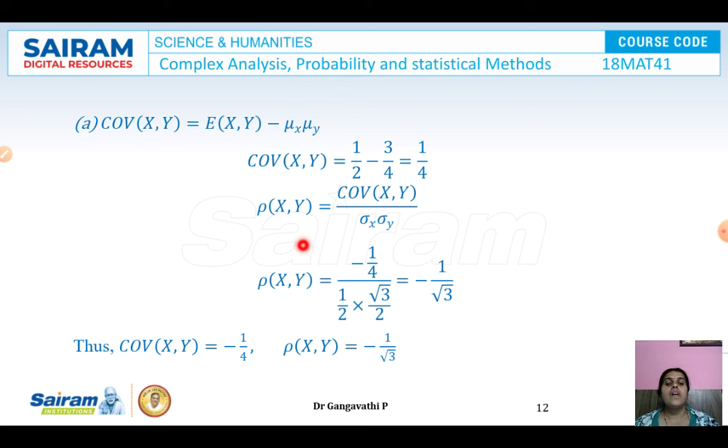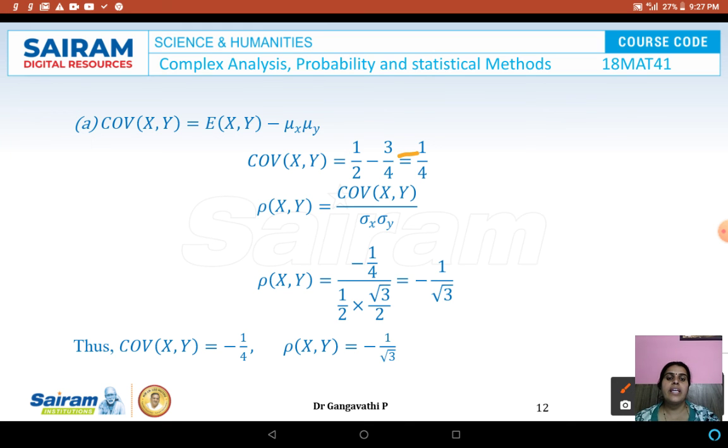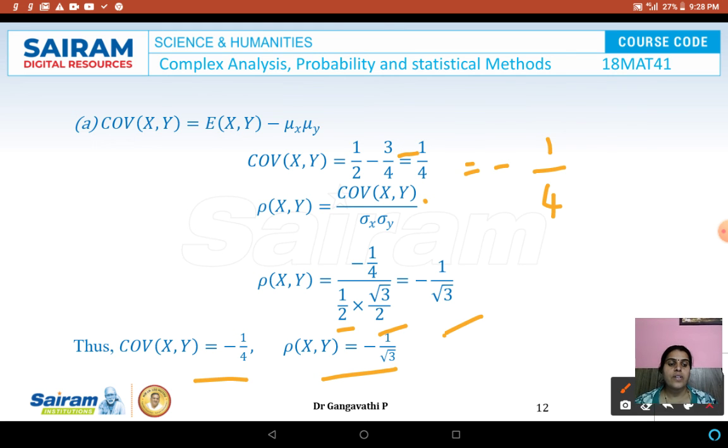And correlation rho is equal to covariance of xy by sigma x sigma y, and substituting for covariance, which is 1 by 2 minus 3 by 4, this happens to be minus 1 by 4. So covariance value is equal to minus 1 by 4. We are substituting that here, and sigma x is 1 by 2, sigma y is root 3 by 2. On simplifying, the correlation, we get it as minus 1 by root 3. So covariance is this and correlation is this.